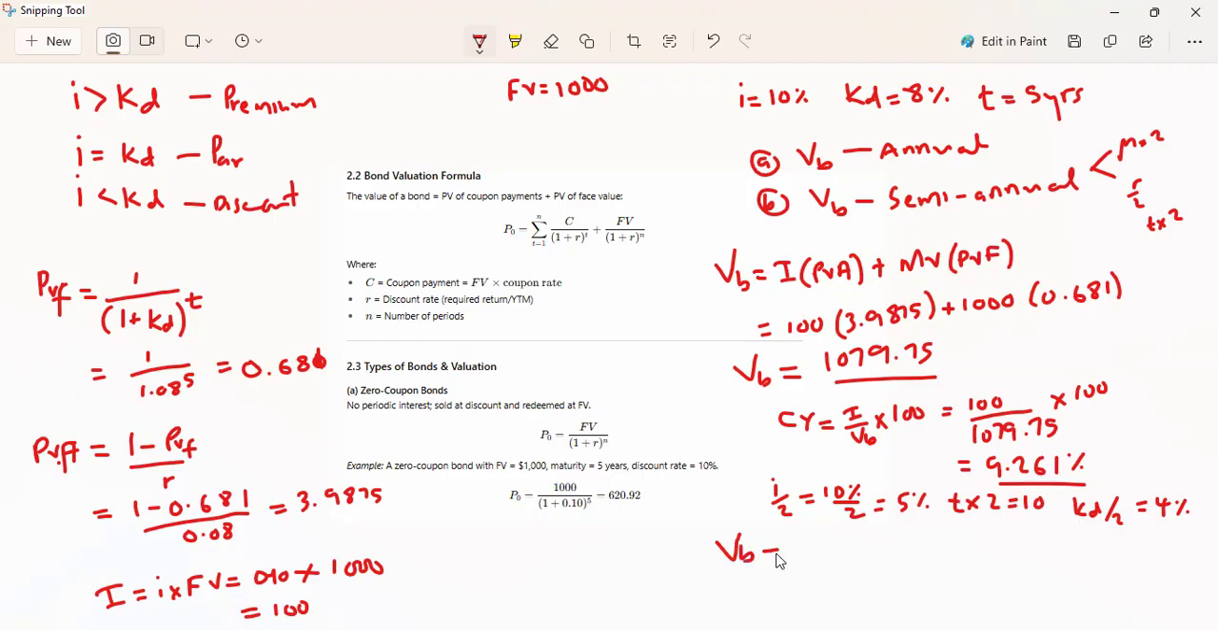The value of the bond is given by capital I times the present value factor annuity, plus FV times present value factor.